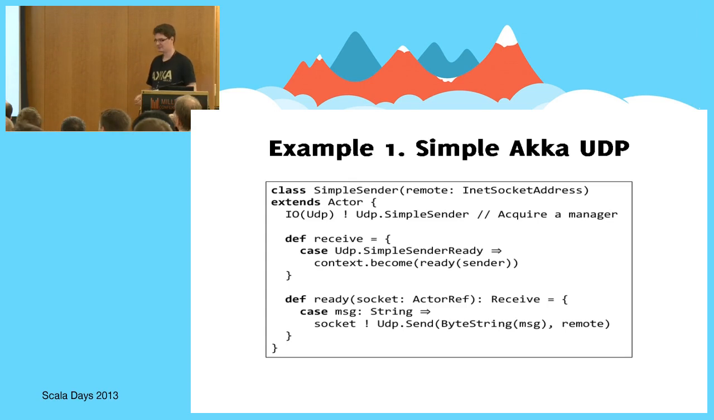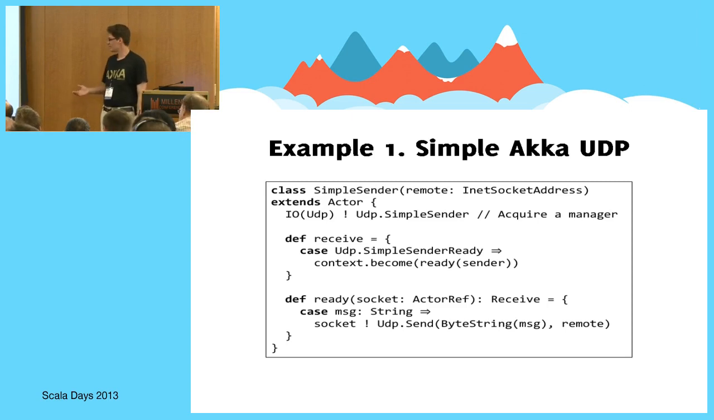And of course, I have the heart of the actor, the receive block, which only does one thing here. It just waits until we get an acknowledgement that the simple sender is ready. And actually, the sender reference, so the actor that replies to us, is the channel actor that we can use. So all we do now is we change our state. It's context.become. It's like a state machine transition. So basically, this will be our new receive block.